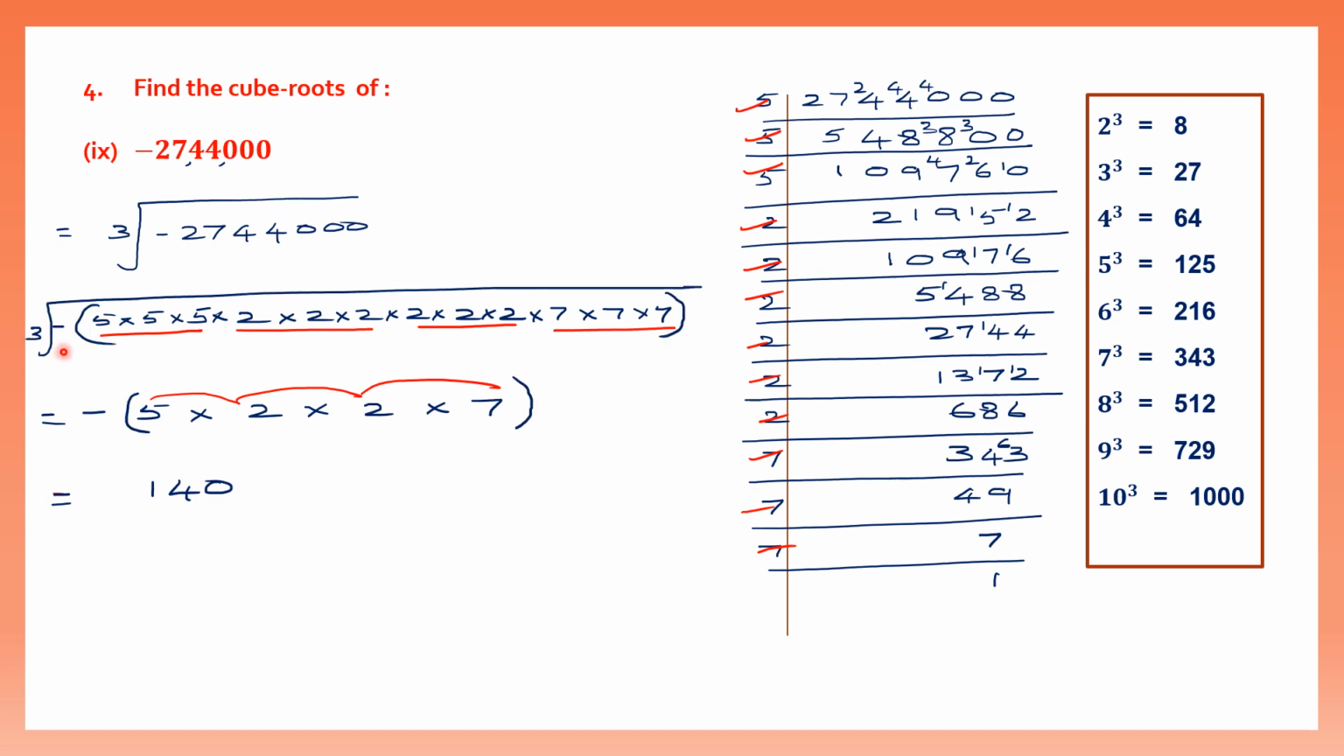Again, let's not forget to put this negative sign because here it says negative of this number, isn't it? So the minus sign is here. We have a minus sign here. So in your answer also, you will have minus 140. And this is the cube root of negative 27,44,000.